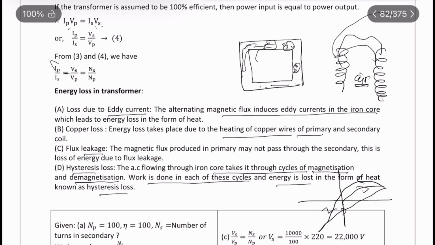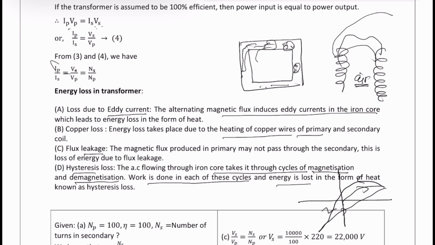Correct? So briefly, I have explained what a transformer is, what its principle is, what the losses are, what step up and step down are, and what the relationship of the primary and secondary coil is. I think this will help you to solve any type of question related to transformers.